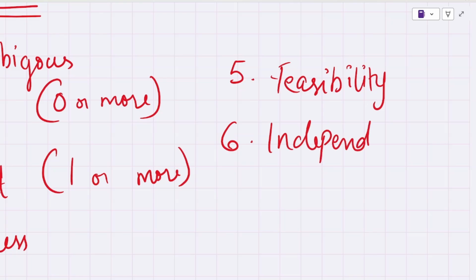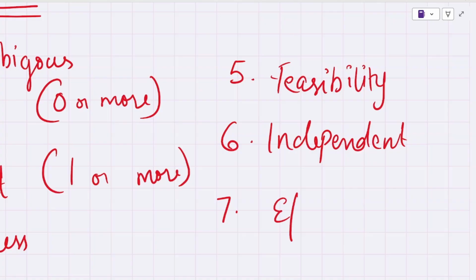Then we have independent. Independent means, as I told you, an algorithm is a step-by-step directed process, so it should not depend on anything. The algorithm should be independent of itself. Whatever decision it has, it's alone. It is not depending on any other things.